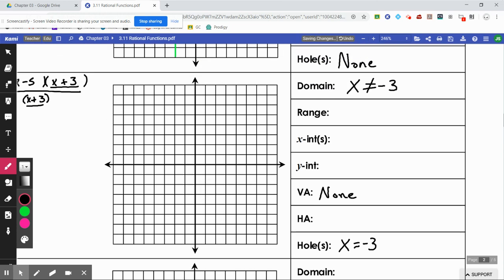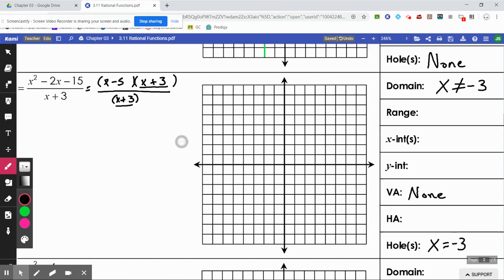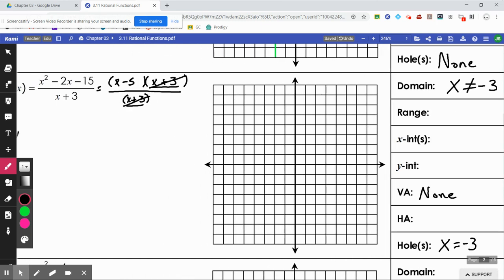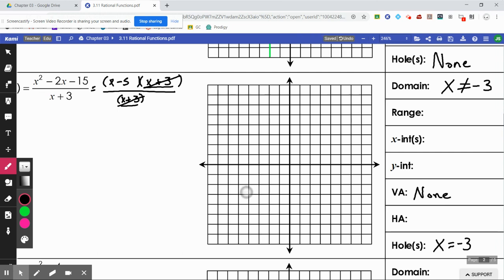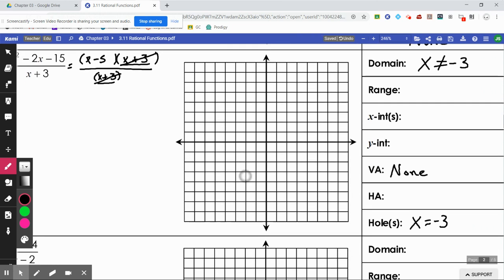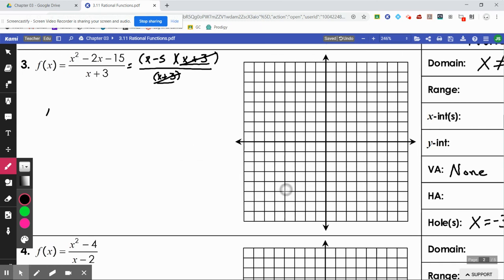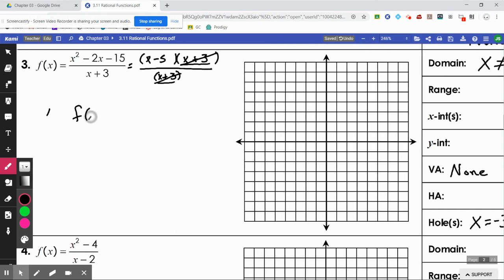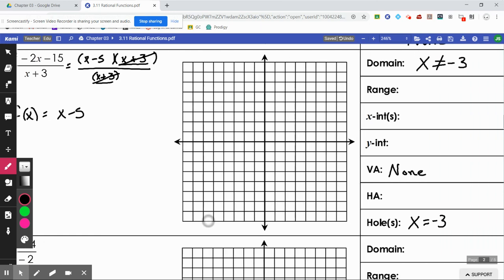So what we can do at negative 3 on our graph, just make sure to remember that we are going to have a hole there. Okay. Now from there, if you would like to, you can actually now remove this discontinuity. And once you do that, let's get into this habit. Let's go ahead and do this. So your function is now y equals x minus 5, but you have a hole at negative 3.